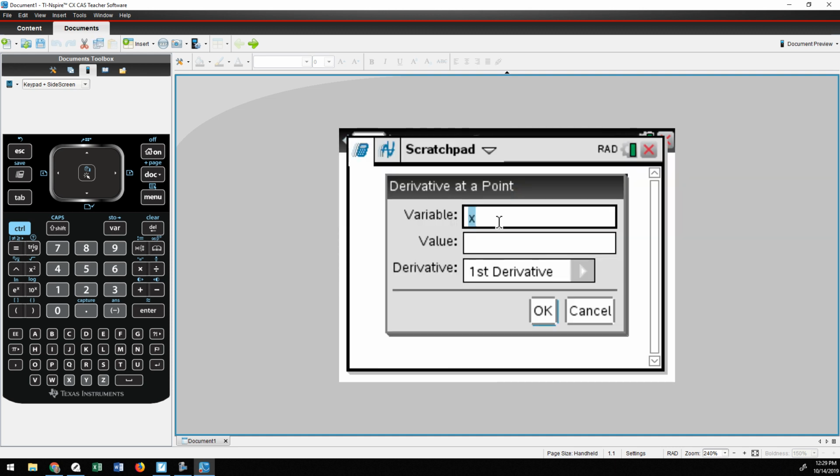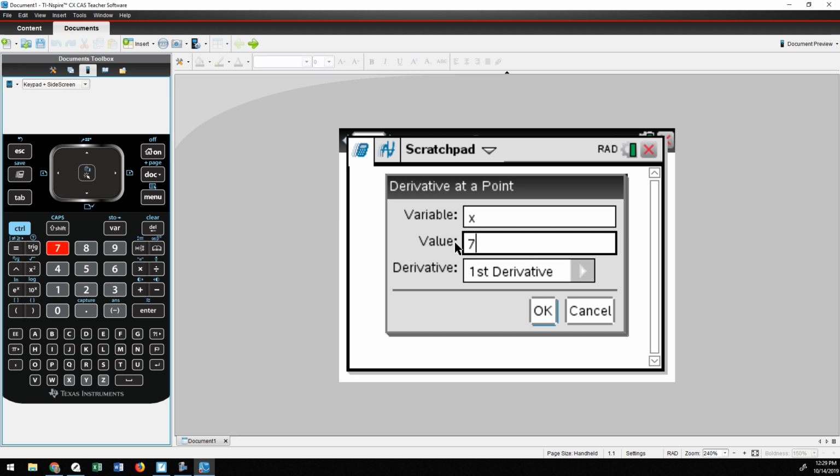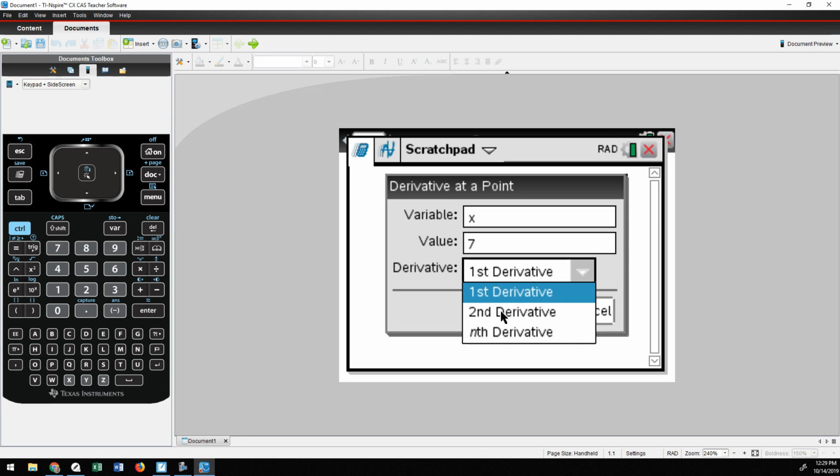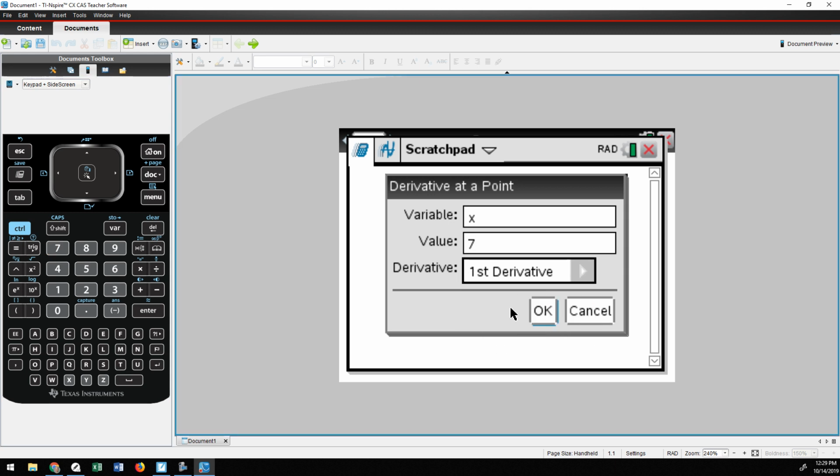Then on my calculator screen, I will go Menu, Calculus, Derivative at a point, and when you select that, it will ask you what variable you want to use. I usually just stick with X. You can change it to T if you would like. I'm going to plug in the value of 7 to the first derivative. If you do have to evaluate the second derivative or something else, then you can choose that from the drop-down menu, but we will go first derivative.